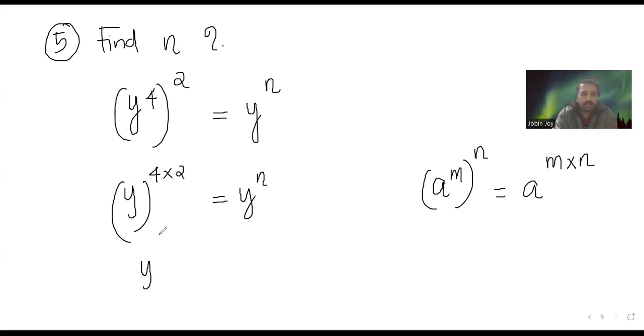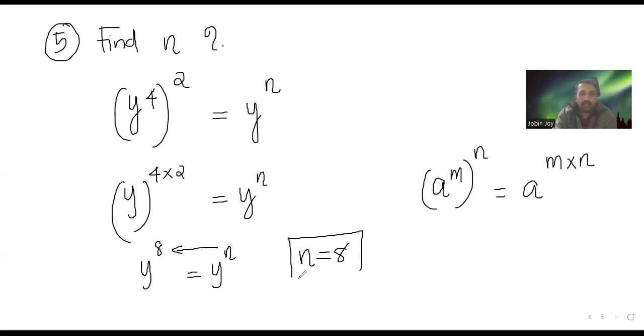So y raised to 4 into 2, 8 equals y raised to n. So check the LHS, y raised to 8. Check the RHS, y raised to n. The base is same so that we can equate the power. So the answer is n is equal to 8. The value of n is equal to 8.